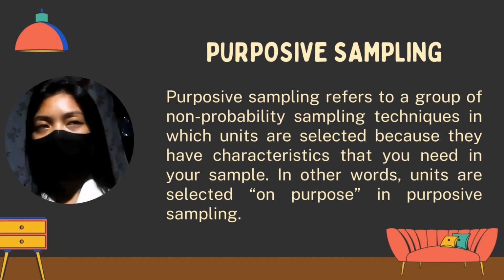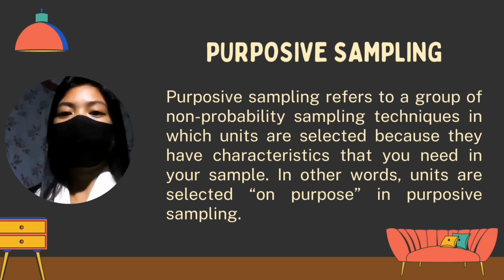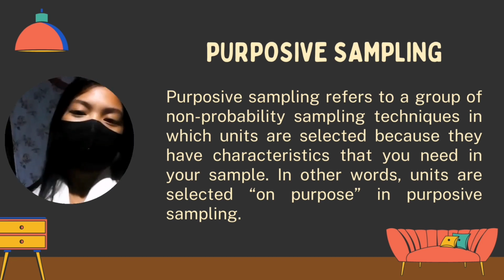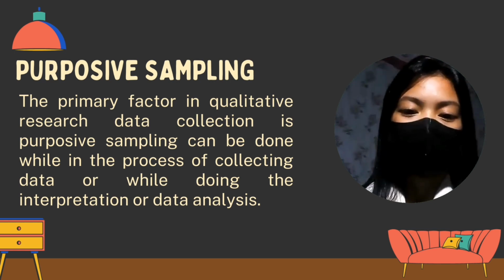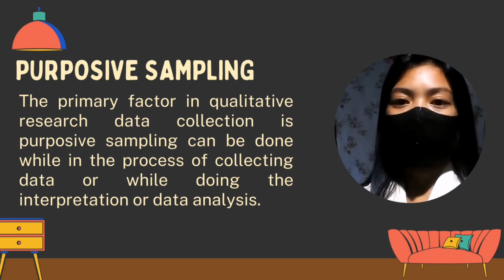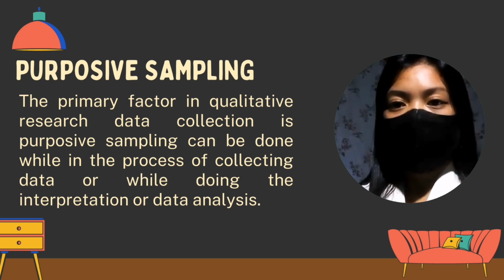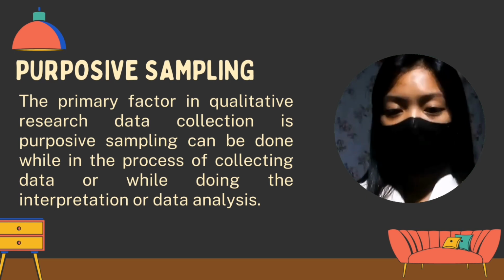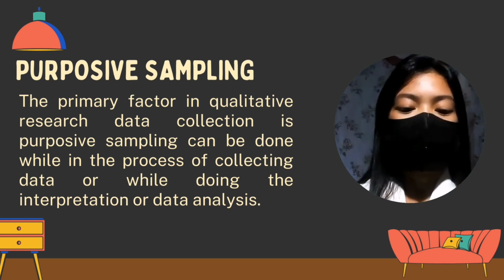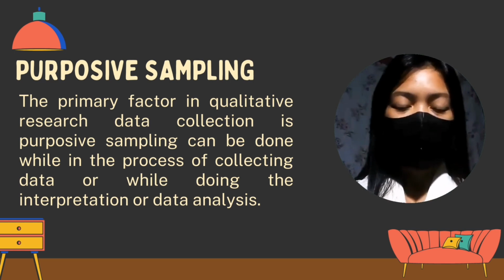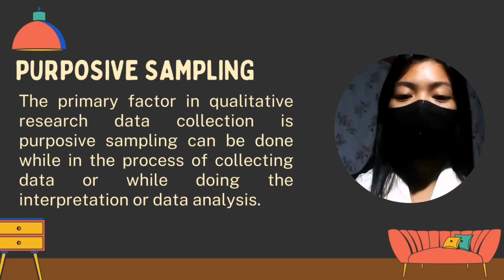So, using student feedback, a survey is used to collect input about education students, their choice of subject system, and literary and else. The primary factor in qualitative research data collection is that purposive sampling can be done while in the process of collecting data or while doing the interpretation of data analysis. Before you gather the data, a letter of request will be presented to the school division to ask permission to allow researchers to conduct the study and to ask questions to the respondents.